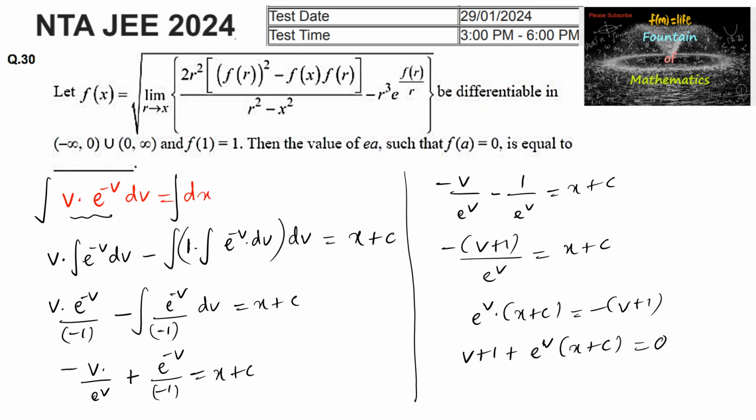And now it is given f of 1 is equal to 1. So at x is equal to 1, let me replace v. Since we have taken y upon x is equal to v, we can write y upon x plus 1 plus e to the power of y upon x into x plus c is equal to 0.